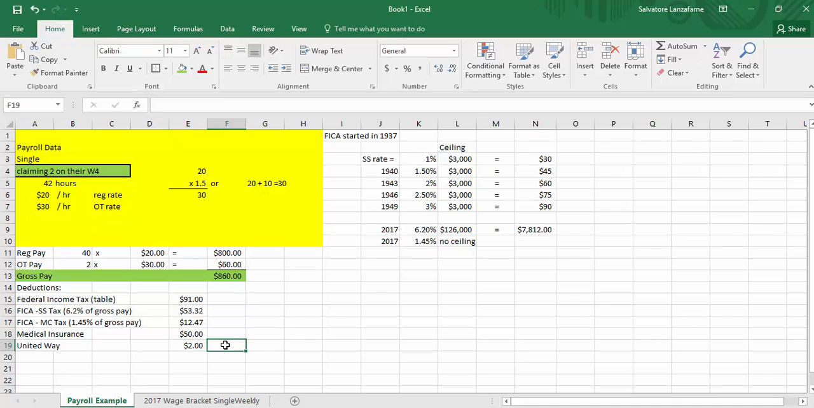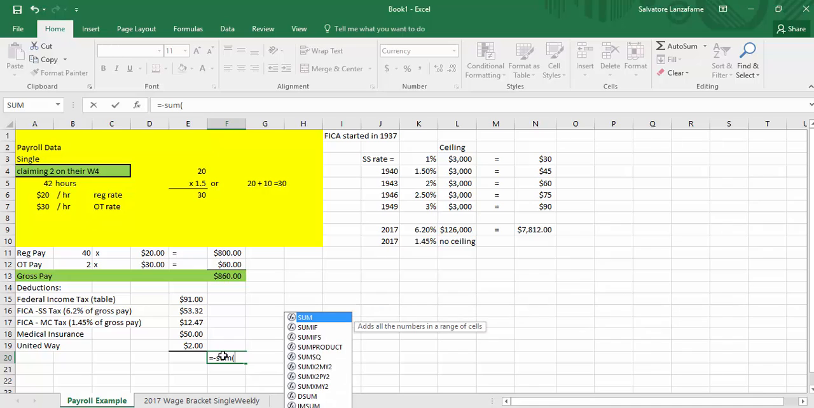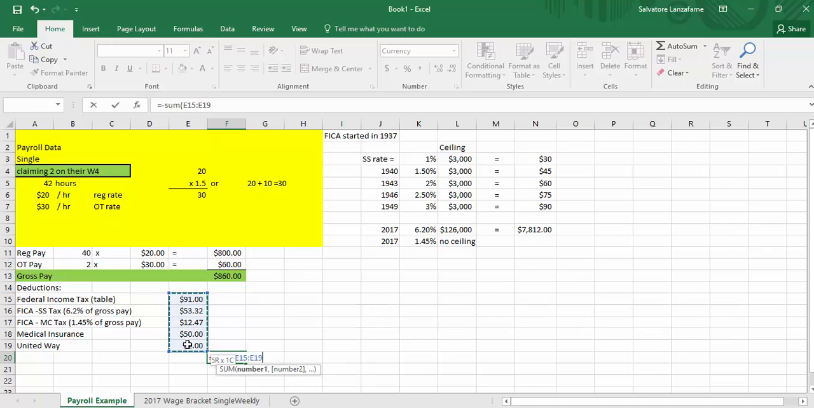Okay, so from this information, we're now going to add up all of our deductions. And let's see. Oops, I did that wrong. Equals minus sum. Let's add them up. There we go. The deductions end up totaling $208.79. So let's label that total deductions.